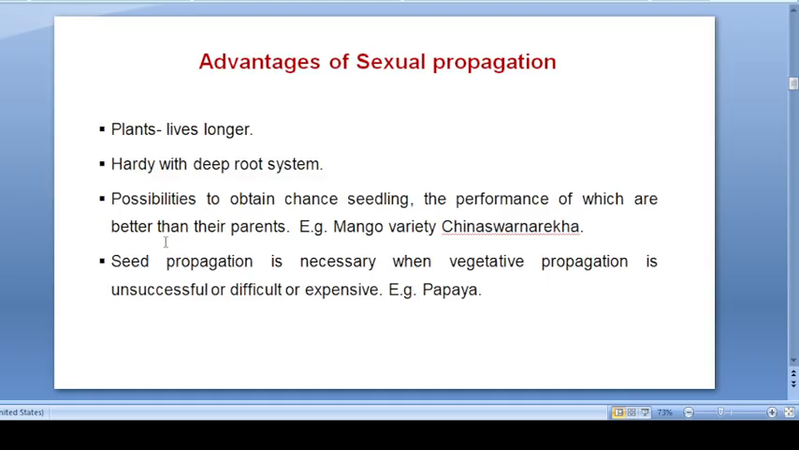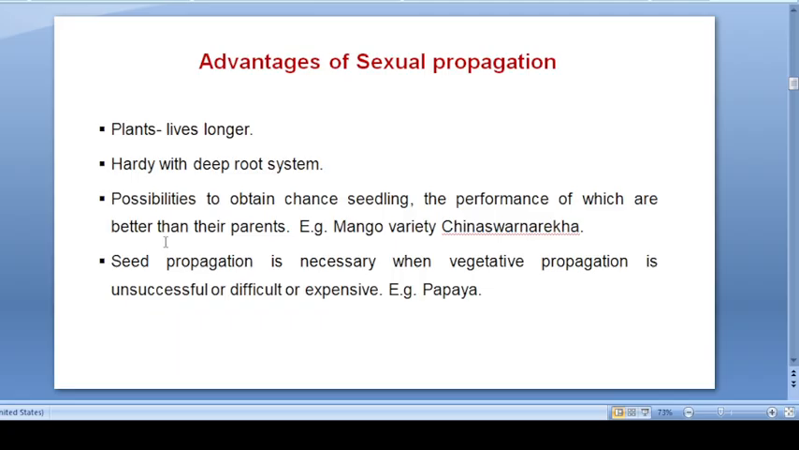The option is only in some of the fruit crops. Seed propagation is the only option, for example, papaya. And most of the plantation crops, nuts or seeds, and medicinal plants. Some plants are propagated through seeds. Examples of seed propagated medicinal plants I have already discussed while covering the medicinal and aromatic plants: tulasi, sarpagandha, ashwagandha, we can propagate through seeds. Then we will see what the advantages of this seed propagation are.